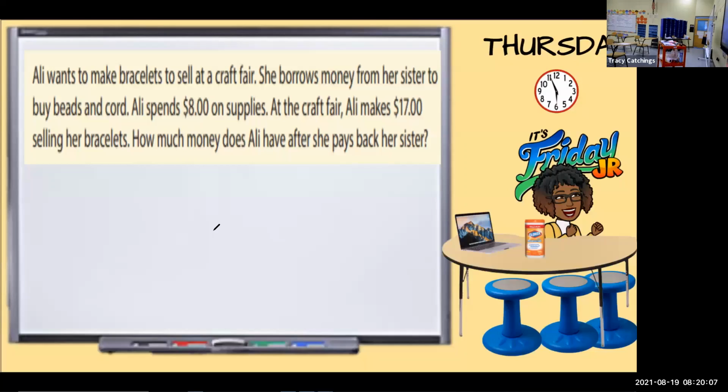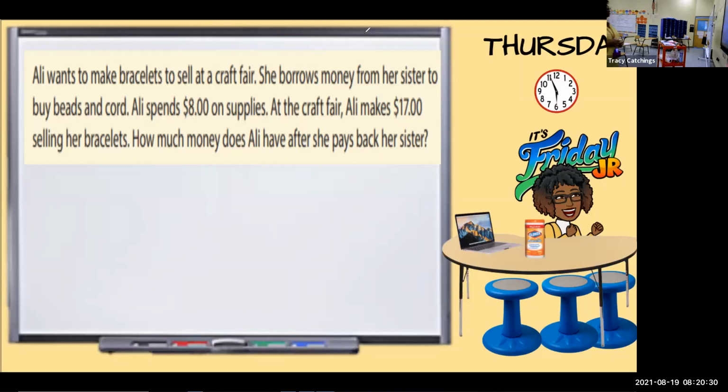It says, Allie wants to make bracelets to sell at a craft fair. She borrows money from her sister to buy beads and cord. Allie spends $8 on supplies. At the craft fair, Allie makes $17 selling her bracelet. How much money does Allie have after she pays back her sister?